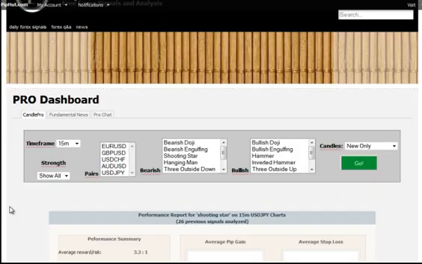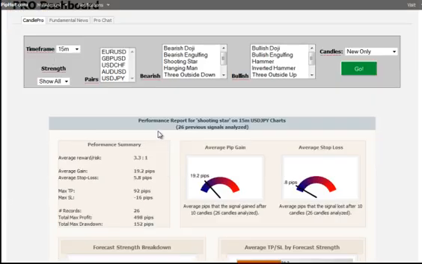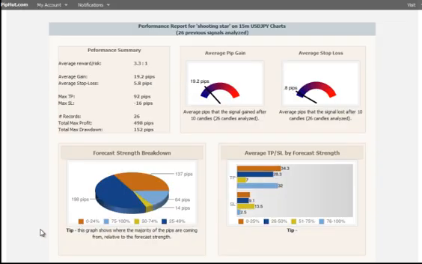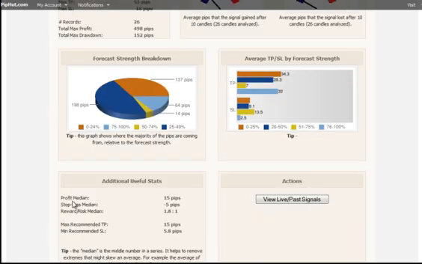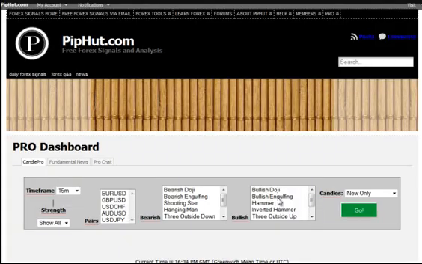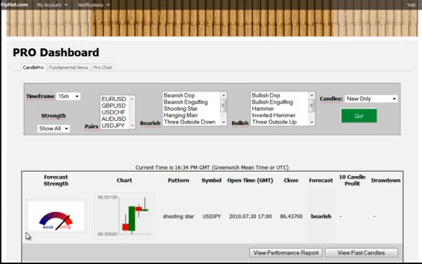Once we're on the performance report, the first thing I always check is the number of previous signals analyzed. In this case it's 26, that's good. The reward risk ratio is fantastic, 3.3 to 1, we want at least 2 to 1. Maximum drawdown 16 pips, that's really low, that's the most we would have lost on a previous signal, that's very strong. And we're getting a recommended take profit of at most 15 pips and a recommended stop loss of at least 7 pips roughly.